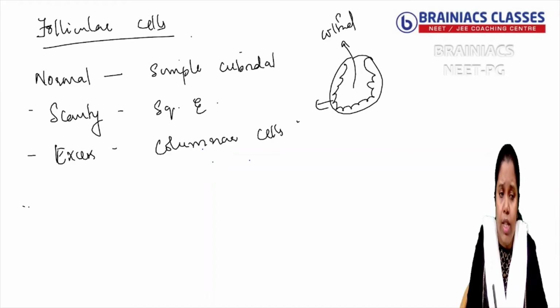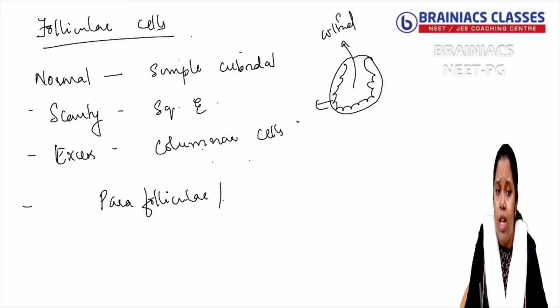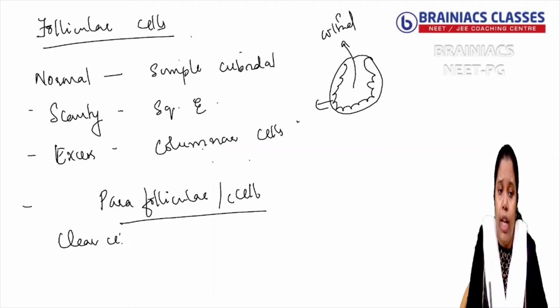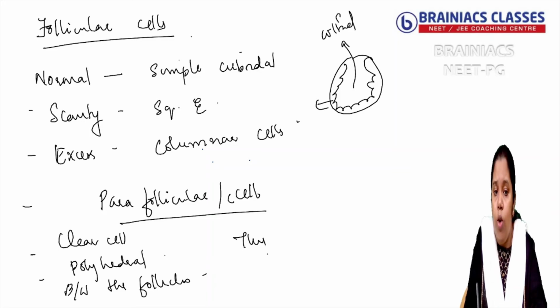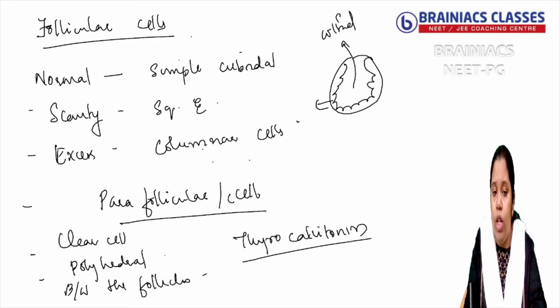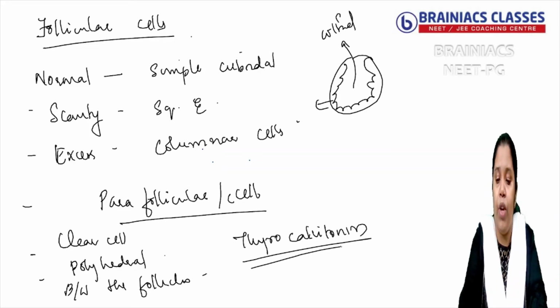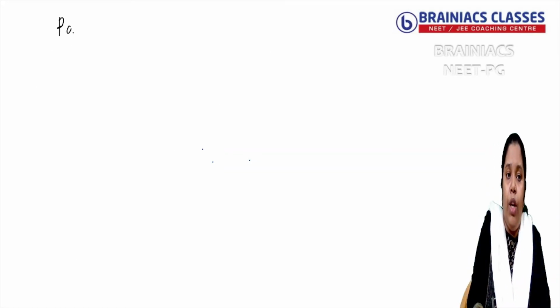Second one is the parafollicular cells, or C cells. This is called the clear cell. They are polyhedral in shape. Where can you see them? They are seen between the follicles. And what is the secretion? They secrete thyrocalcitonin. This is about the parafollicular cells. Now we are moving on to the parathyroid gland.